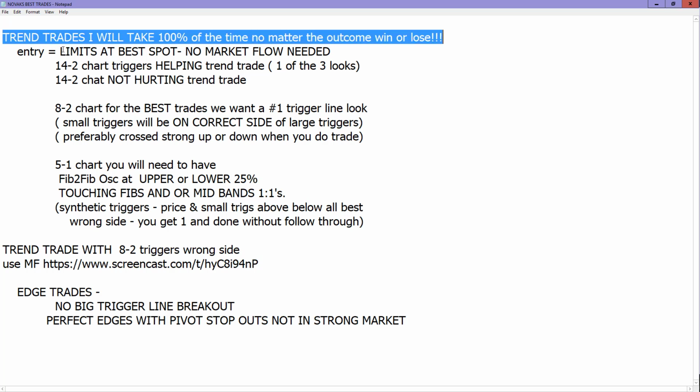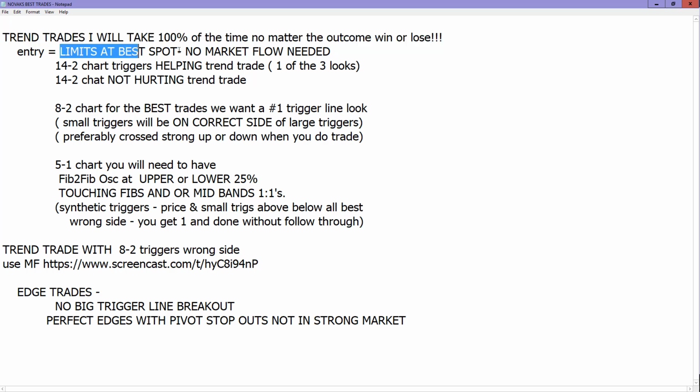The closer you get into the spot, the less you're going to end up risking and the more money you're going to end up making. You don't need the market flow on that one.